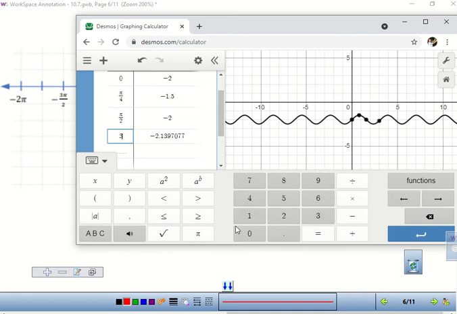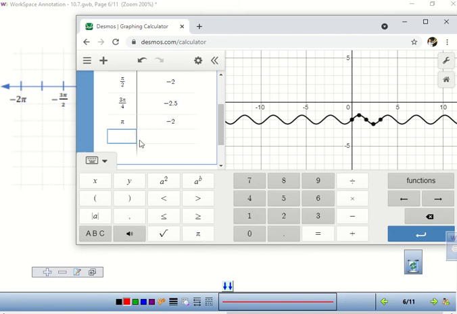The next one is going to be 3 pi divided by 4. That's going to be between pi over 2 and 2 pi. And then next one is going to be just pi. And then the next one, if we want to get really technical, is 5 pi over 4. And then 2 pi.